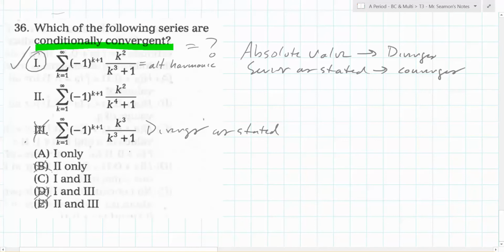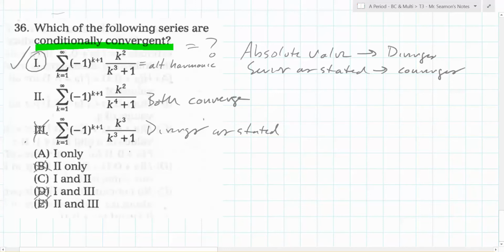So now we need to know the next one. Well, what about this one right here? k squared over k to the 4th is going to get really close to 1 over k squared. The series 1 over k squared, does that converge or diverge? It converges because it's a p-series where the power is greater than 1. So this converges as stated, and the absolute value still converges. So is this conditionally convergent? No, because both converge.